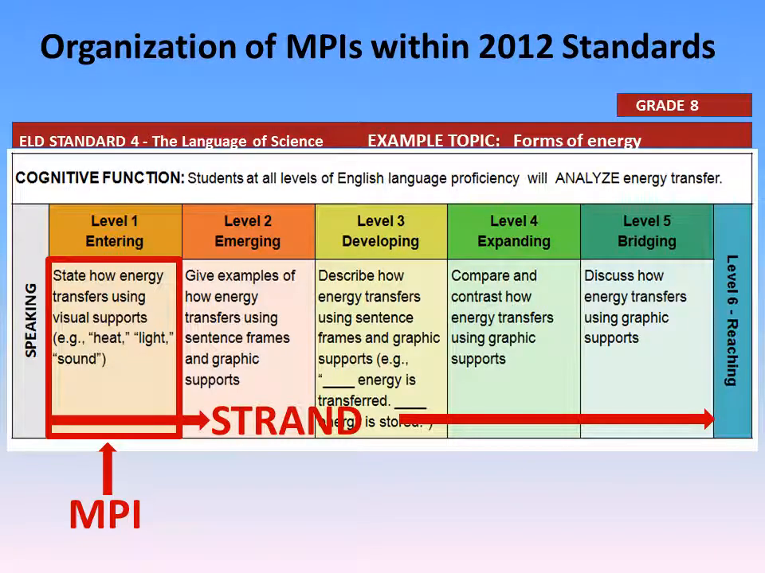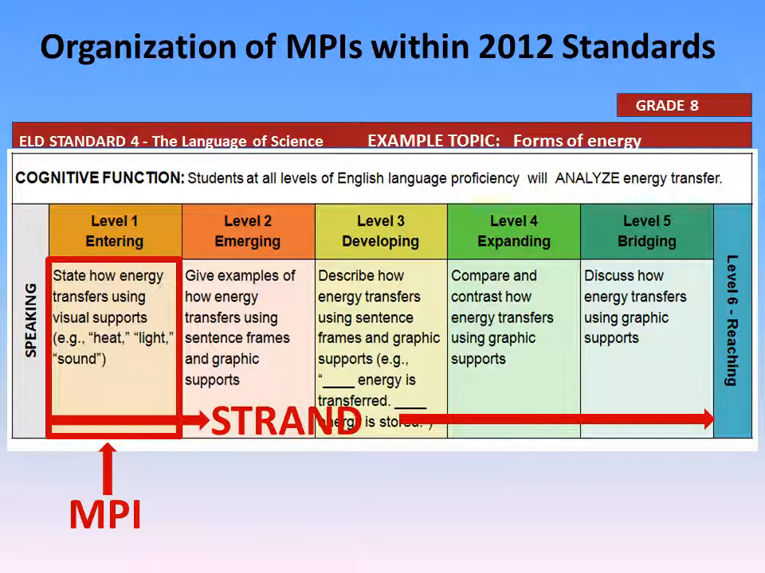So here's another example, but this one is from the 2012 expanded standards. Here we have ELD Standard 4 being taught, the language of science, in grade 8, and the example topic is the forms of energy. Our cognitive function, which we don't lessen based on the student's proficiency level, is to analyze energy transfer. And notice that our domain is speaking, but at each of the levels, what we are modifying is the language objective. And here the MPI, in the first box, it says, state how energy transfers using visual supports.